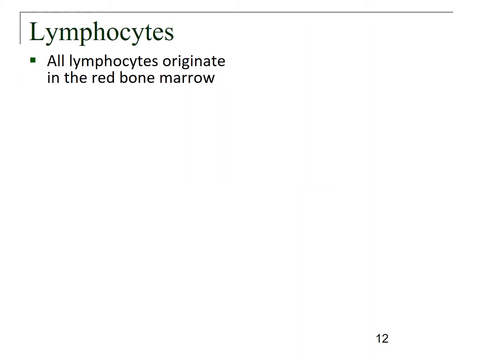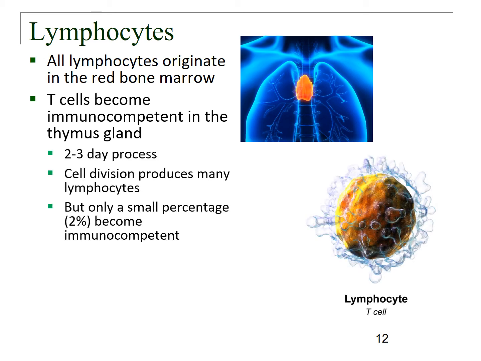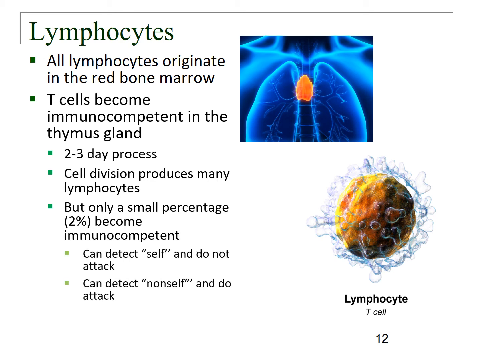So all of these B and T lymphocytes originate in the red bone marrow. The T cells become immunocompetent in the thymus gland, and we'll describe this process in just a little bit. So this is a 2 to 3 day process, and the cell division produces a lot of different lines of lymphocytes, but only about 2% of them actually become immunocompetent. The other 98% get screened out. So the way they get screened out is they're tested to see if they attack self, but they're also tested to see if they can detect non-self. So there are a couple of different standards here.